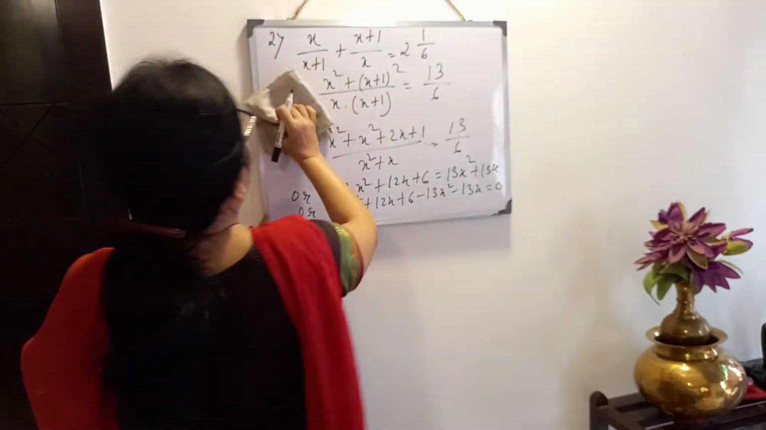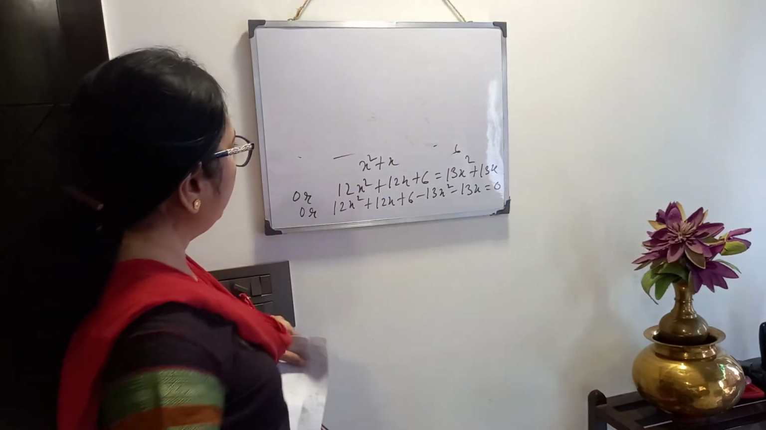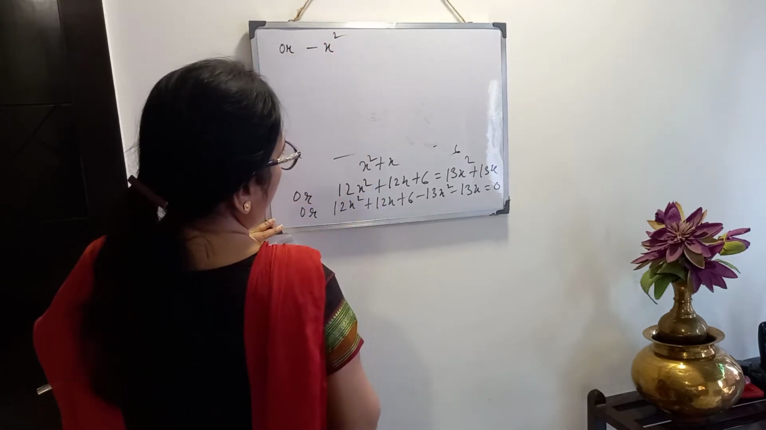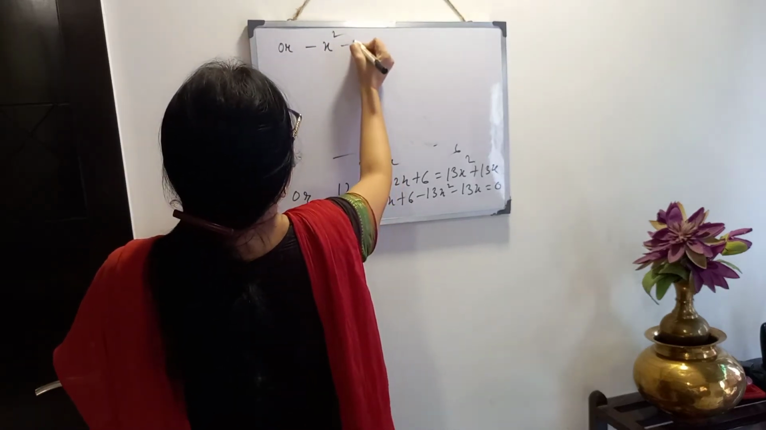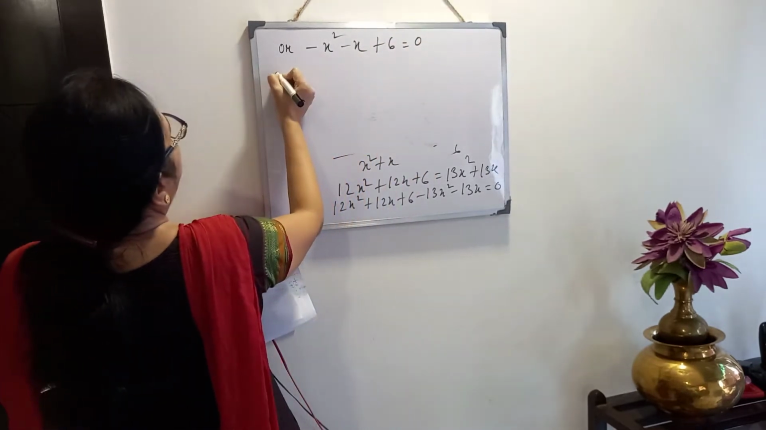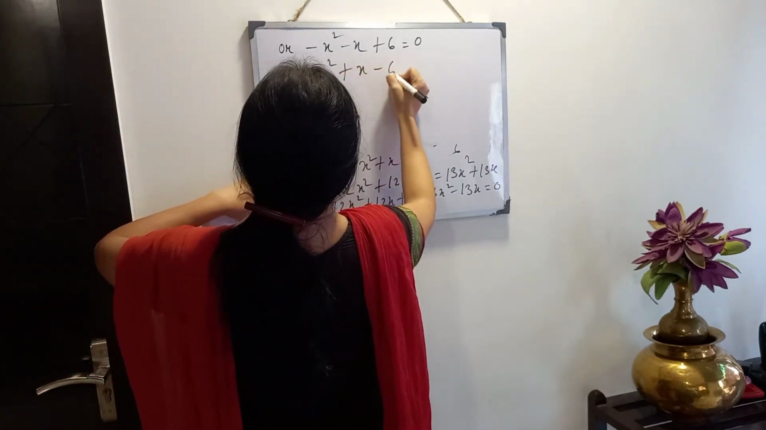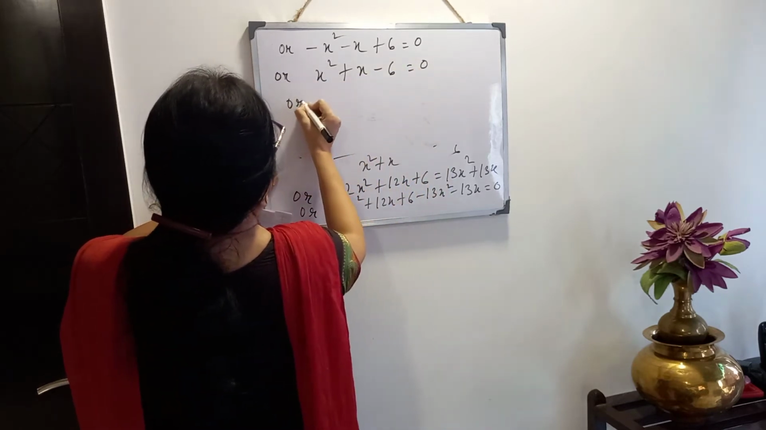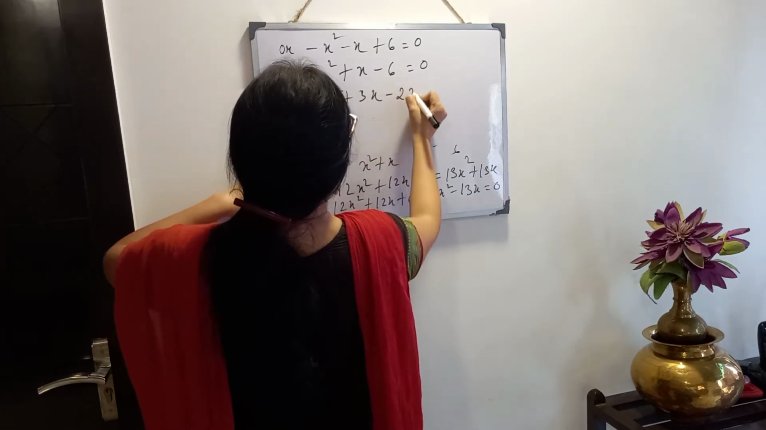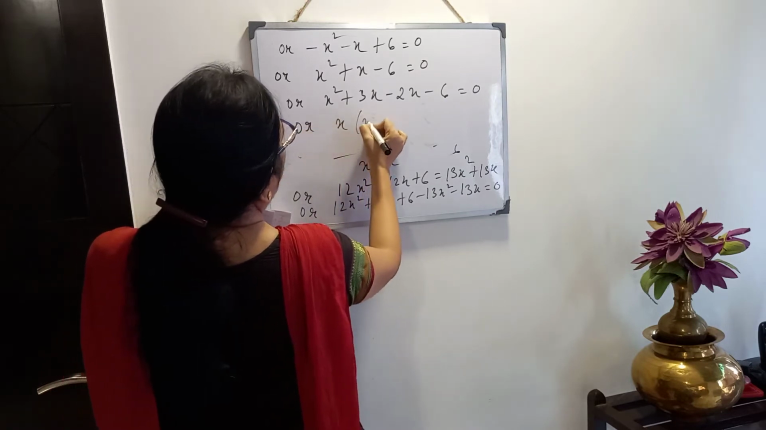After that it is becoming minus x square minus x plus 6 equals to 0. Then we will take minus common. So it will become x square plus x minus 6 equal to 0. Then middle term, x square plus 3 2s are 3x minus 2x minus 6 equal to 0. Or take x common.